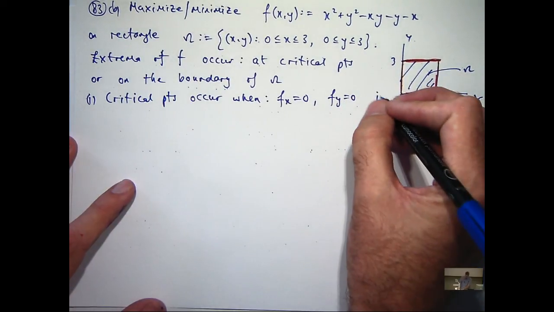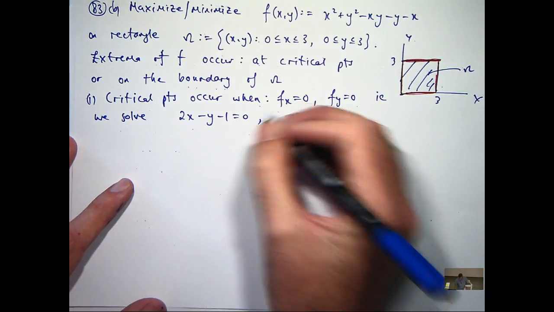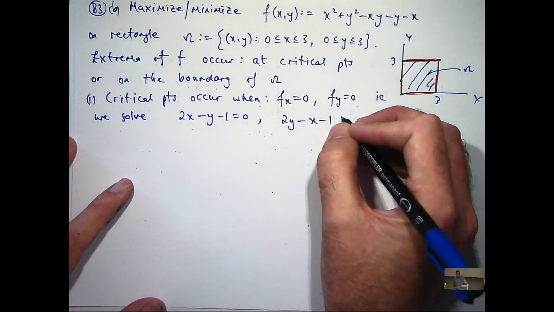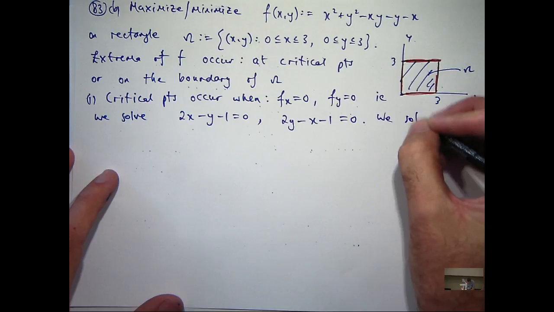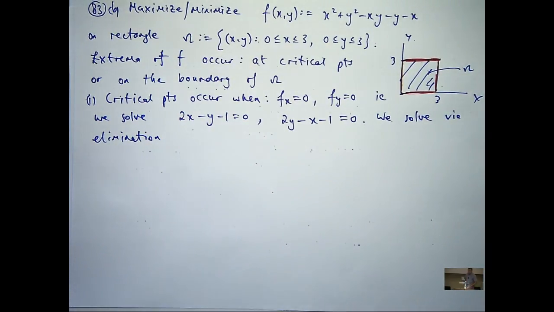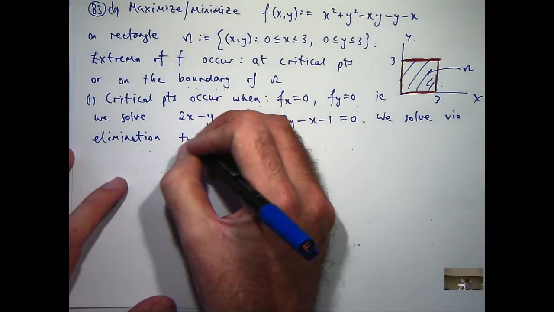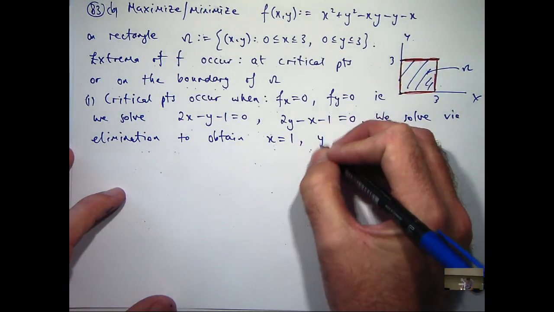So 2x minus y minus 1 equals 0, and 2y minus x minus 1 equals 0. Okay, so you've got two equations, two unknowns. I just used elimination. Now, I'm not going to do all the calculations for you because the slightly more challenging part of this problem is what happens on the boundary of our, I guess it's not a square. I've been saying rectangle, it's a square. Well, a square is a kind of rectangle. Okay, so according to my calcs, you get x equals 1, y equals 1.